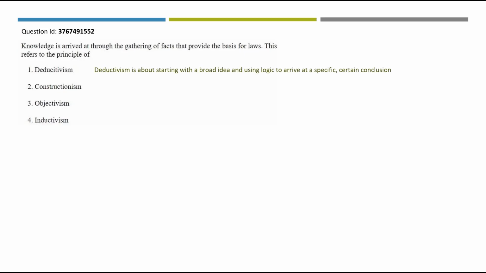What is deductivism? This is about starting with a broad idea and using logic to arrive at a specific or certain conclusion. So you are deducing to a conclusion there. What about constructionism? It is all about learning by doing and making things, which helps people understand and remember information better. So this knowledge is about gathering of facts and not by learning by doing. So definitely constructionism is not in the answer.